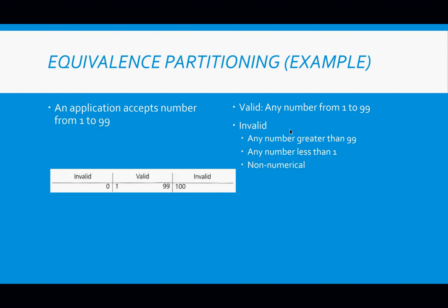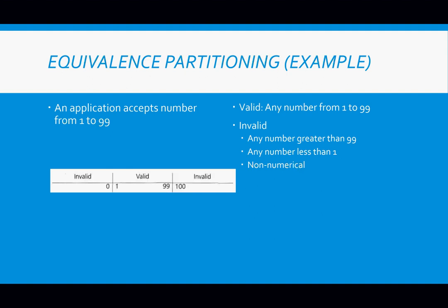So we now have two partitions: one is the valid partition and one is the invalid partition. That's a simple way to partition your test cases. You say, let me focus on the valid ones, what are my valid ones, and what are my invalid ones. Once you have partitioned, you can treat the valid ones as the same. For the valid partition, you can select any number from 1 to 99 with the assumption that they will behave the same way. Even if you take 1, 2, 3, 4, or 99, they are going to behave the same way. That is the assumption for equivalence partitioning.